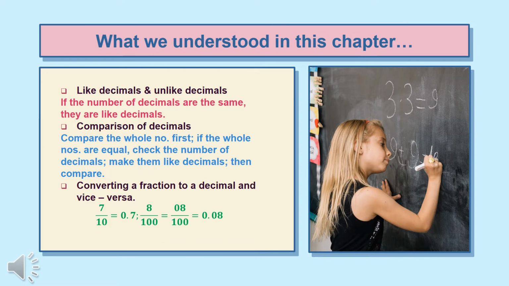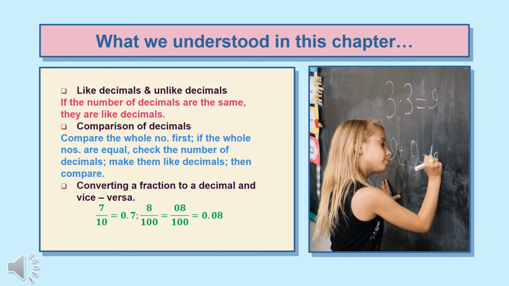In this chapter, we also understood like decimals and unlike decimals. If the number of decimals are the same, they are like decimals. Comparison of decimals: compare the whole number first. If the whole numbers are equal, check the number of decimals, make them like decimals and then compare. We also understood how to convert a fraction to a decimal and vice versa.